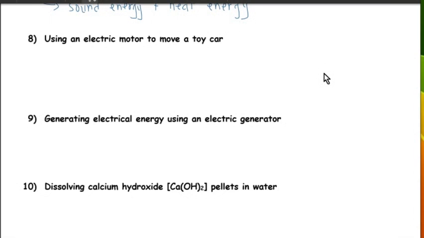So that is what happens when you are using an electric motor. So if it is stated that it is connected to a battery, then you have to start from chemical before electrical, then mechanical. But in this case, we are just going to start from electrical energy to mechanical energy, or you can state kinetic energy.